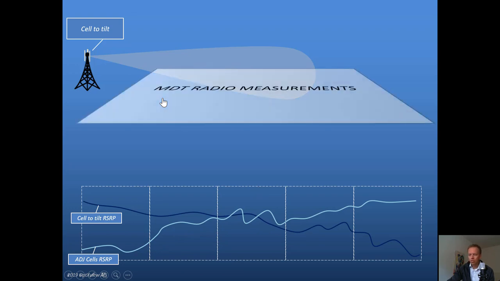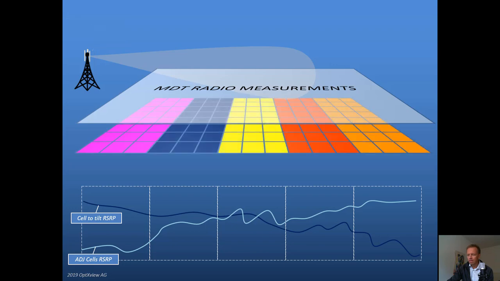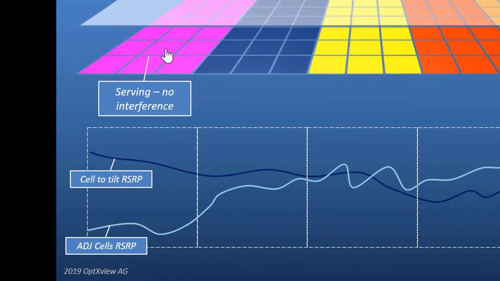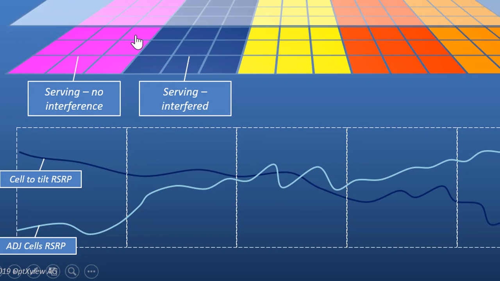The first thing to do is to collect MDT radio measurements with information from the cell you want to tilt. We put those measurements on the map, categorized with the following colors. Purple, the locations where the cell is serving without interference. By the way, the colors here always match the chart here below. And then blue, where the cell is serving but with some interference.